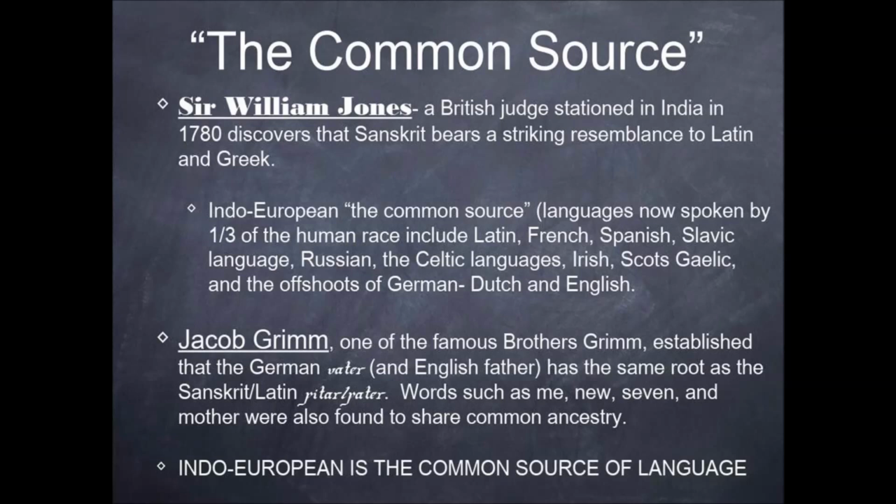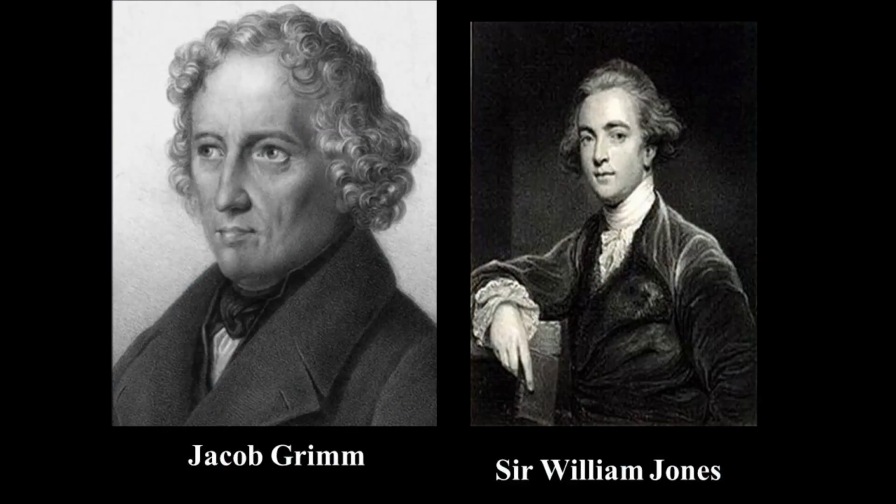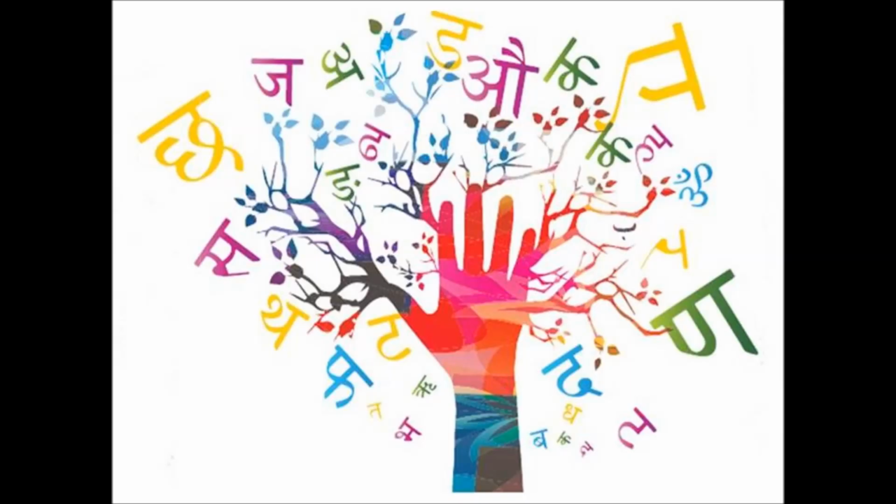And Jacob Grimm, one of the famous Grimm brothers, established that the German water and English father have the same root as the Sanskrit and Latin river and pitar. So, words such as me, new, seven, and mother were also found to share common ancestry. So, Indo-European becomes for the first time the common source of language.